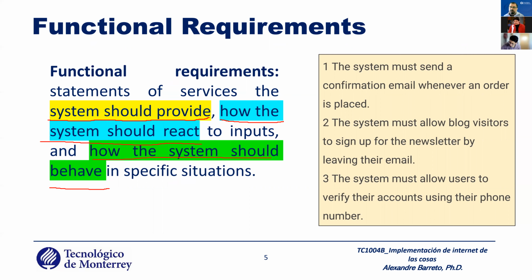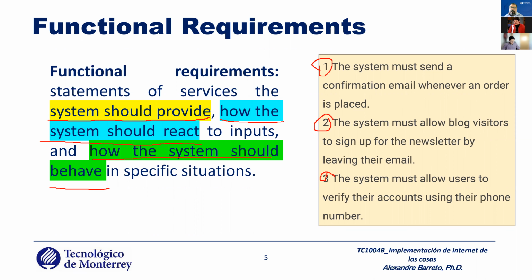Examples of functional requirements. One, the system must send a confirmation mail whenever an order is placed. Another requirement, the system must allow blog visitors to sign up for the newsletter by leaving their email. Three, the system must allow users to verify their accounts using their phone number. Okay? Think about these 3 examples. These 3 examples only talk about what the system needs to do. Okay? It's not about constraints. No, the system needs to do these features.